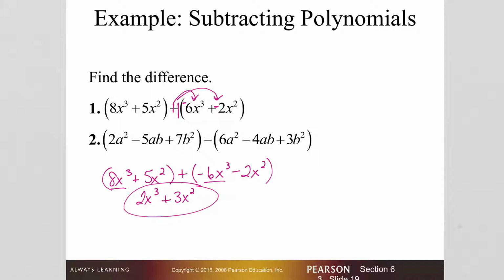So now in this one, I'm going to change that to a plus, and change the sign of every single term after. So I've got 2a squared plus a negative 6a squared gives me a negative 4a squared. Those go away. Negative 5ab plus 4ab gives me a negative ab. 7b squared plus negative 3b squared gives me a positive 4b squared. There we go. That's it.